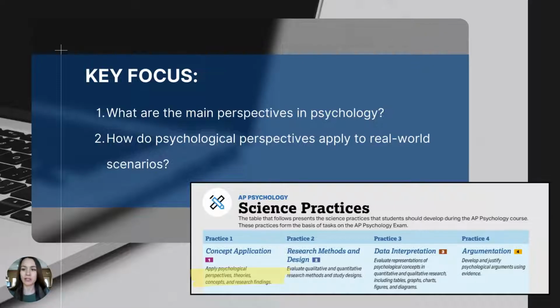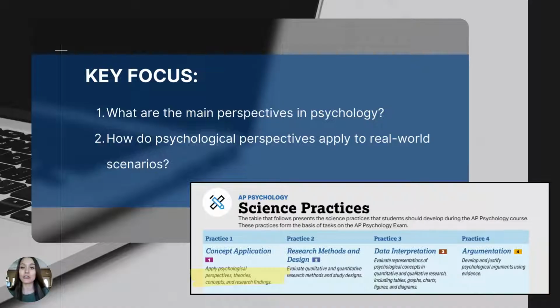What are the main perspectives in psychology, and how do psychological perspectives apply to real world scenarios? And in the bottom right-hand corner, I wanted you to see the 4 key skills the College Board wants AP Psychology students to utilize throughout the course. Those you can see are concept application, research methods and design, data interpretation, and argumentation. But the first practice says that students should be able to do concept application. And you can see highlighted there, students should be able to apply psychological perspectives.